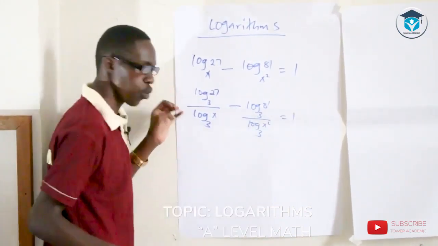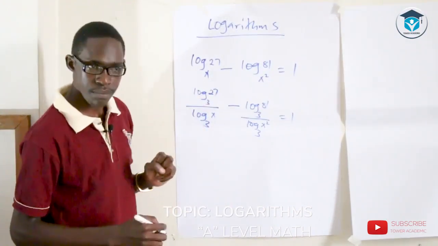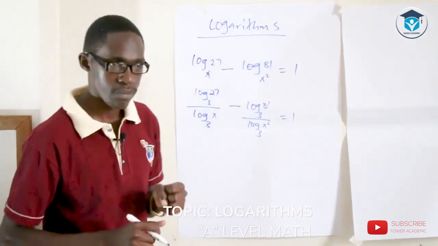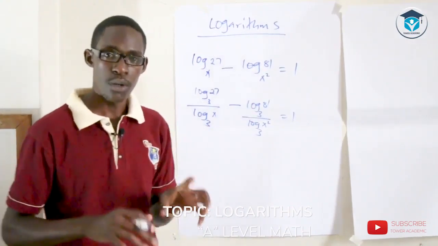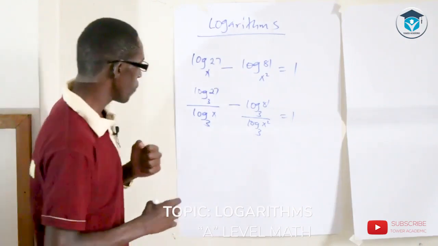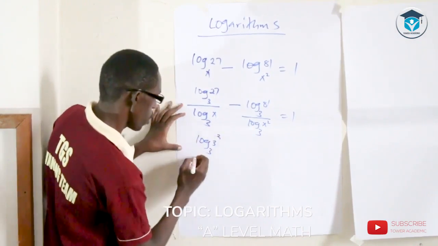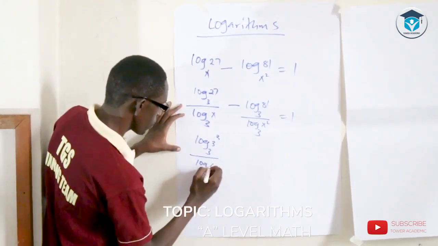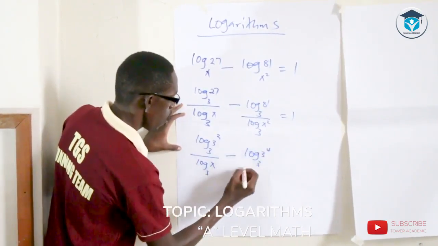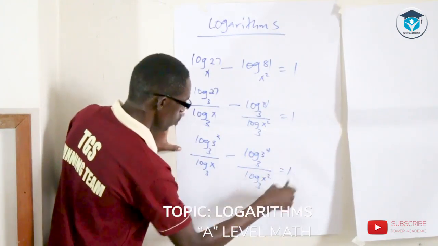But remember, it is equal to 1. Thereafter, we look at this 27 with a 3. If I prime factorize 27, it is 3 to the power 3. Also, if you look at 81 and prime factorize it, it gives us 3 to the power 4. So thereafter, we shall say this is log of 3 to the power 3 over log of 3x, minus log of 3 to the power 4 over log of 3x squared, but this equals 1.